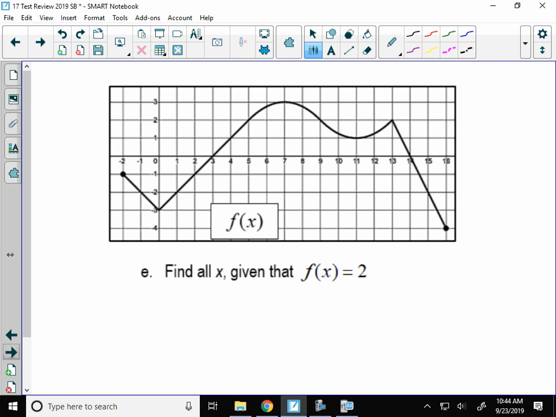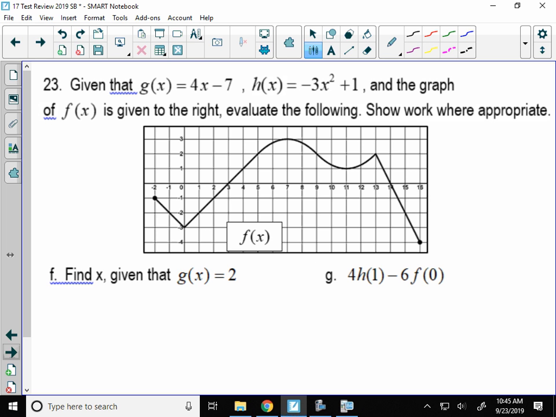All right, for E, find x, given that f of x is 2. Now, that 2 is not in the parentheses, so it's not an x value. We also know it's not x because they're asking you to find all the x's. So I'm not going to ask you to find the x's when I gave it to you. That 2 is a y value, an output. So to go to the graph of 2, I like to draw on my graph here. If I go to 2 and I draw a line across, I can see there are 1, 2, 3 x values that give me that output, or that y value of 2. Those x's are at 5, 9, and 13.